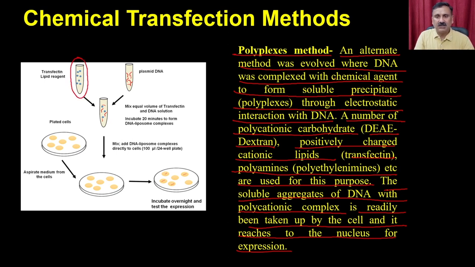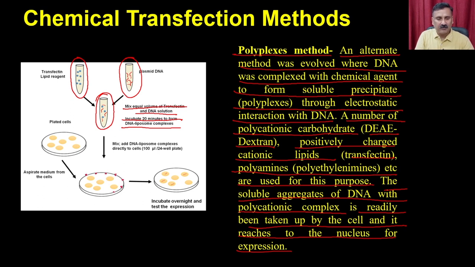So what you're going to do is take this chemical agent and the plasmid in two vials, and then mix them together. Mix equal volumes of transfectin and the DNA solution, then incubate for 20 minutes to form the DNA liposome complex. Once the DNA liposome complex is formed, you can take the plated cells and add this dropwise onto the cells.